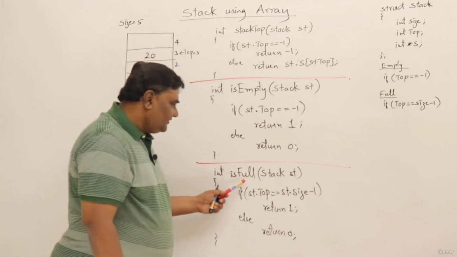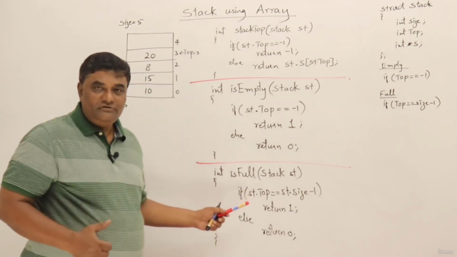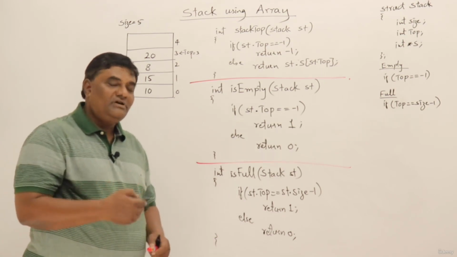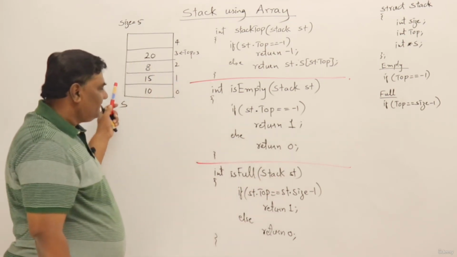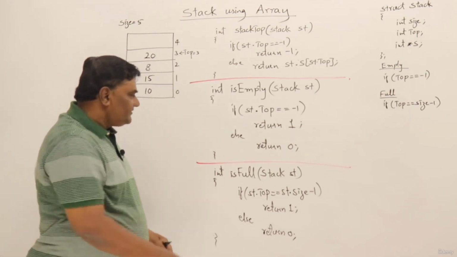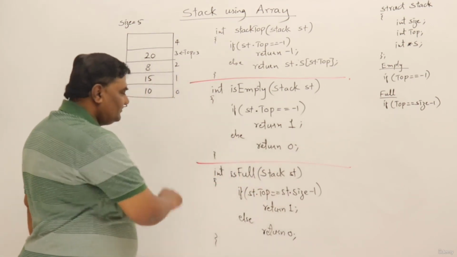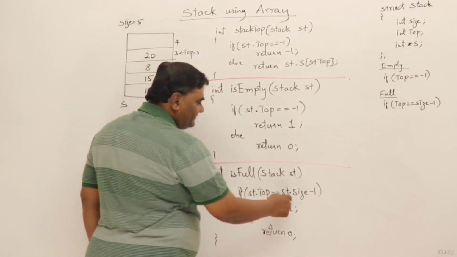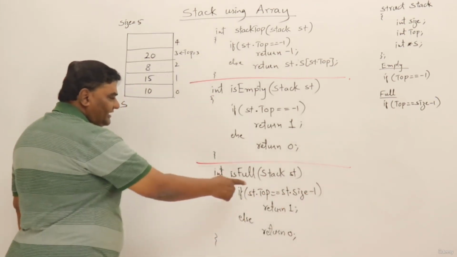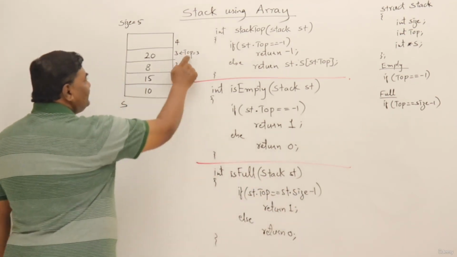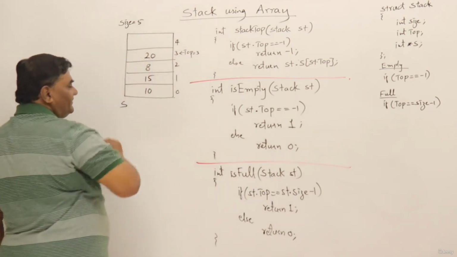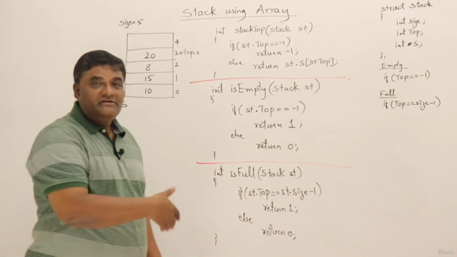Then isFull. It will check whether the stack is full or not. If it is full, it will return true. Otherwise, it will return false. So it is taking the stack by value, and here it is checking whether top is equal to size minus 1. Both are inside the structure. So st.top is equal to st.size minus 1. If yes, then return true.